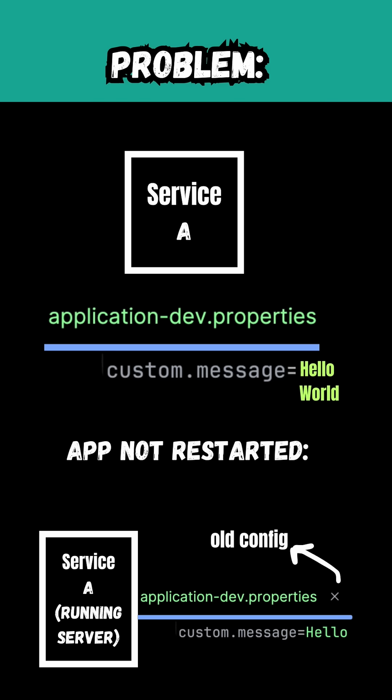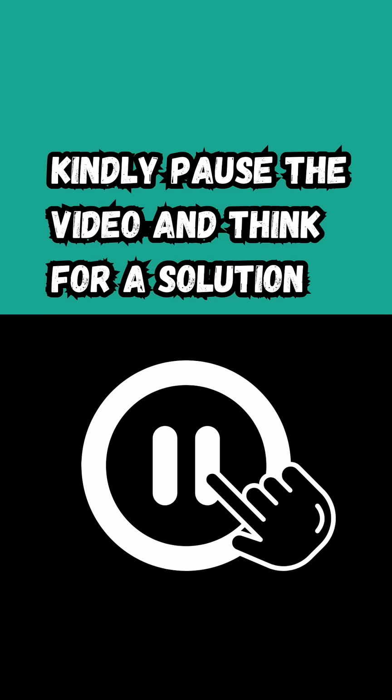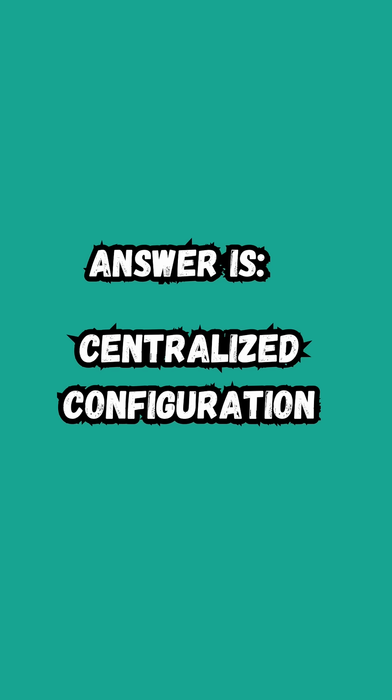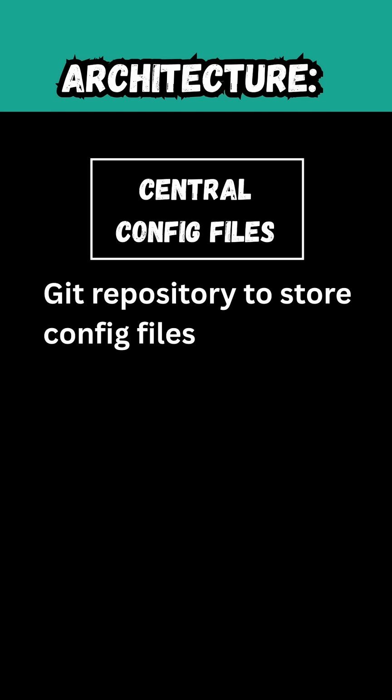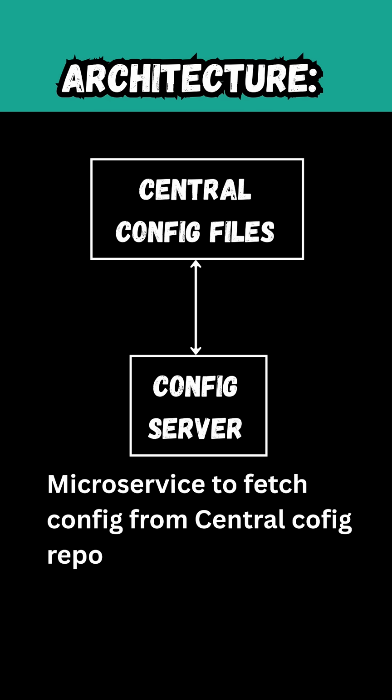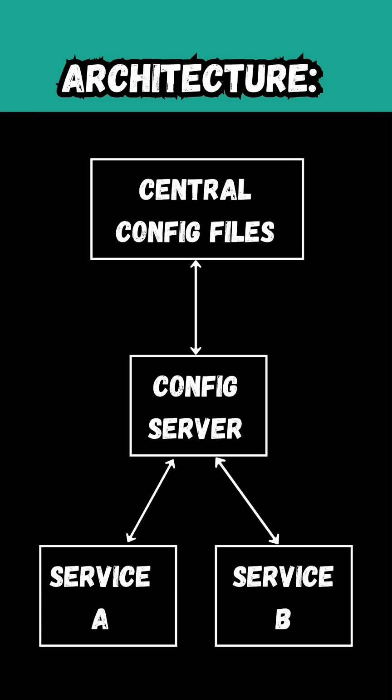So how do we update this property dynamically? Kindly pause the video and think of a solution. So if I have to answer, I would go with centralized configuration. In this, we create a central config file whose task is to handle the property files of multiple applications. And these properties are accessed via a config server.